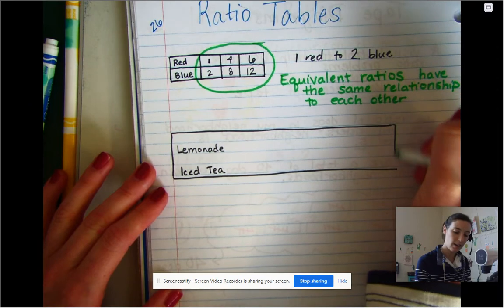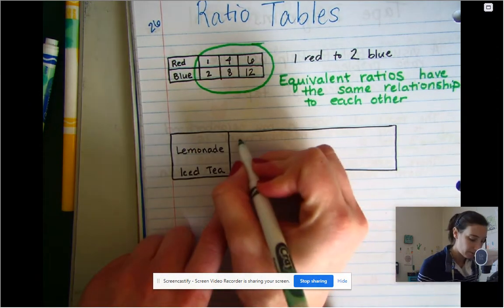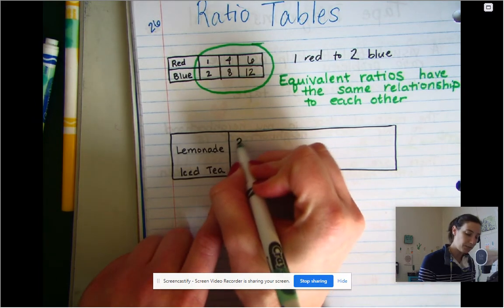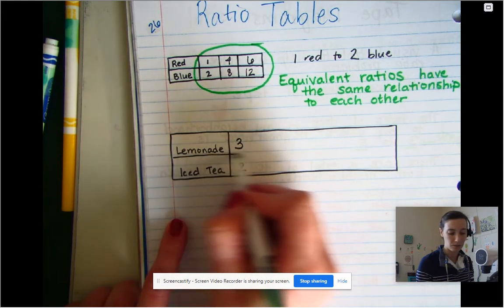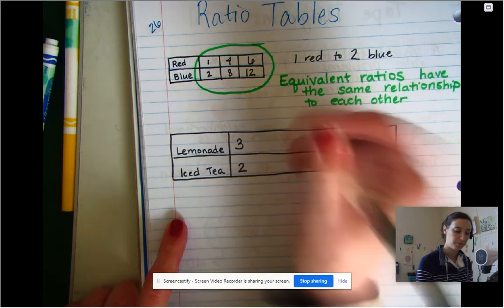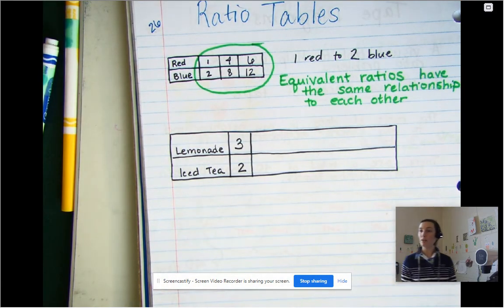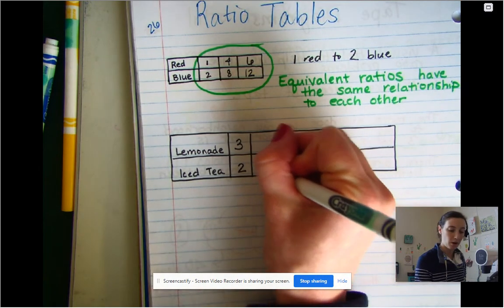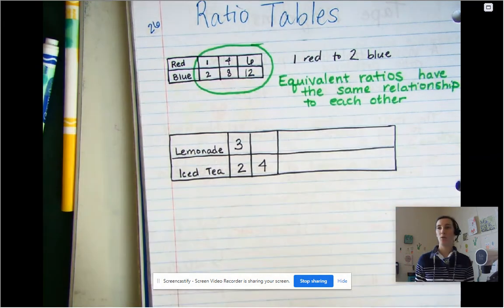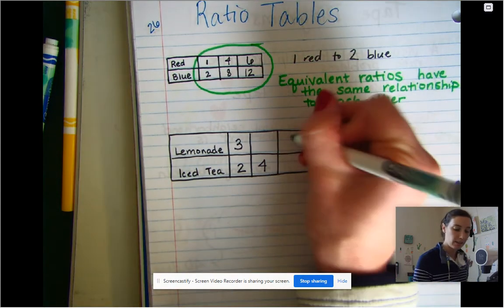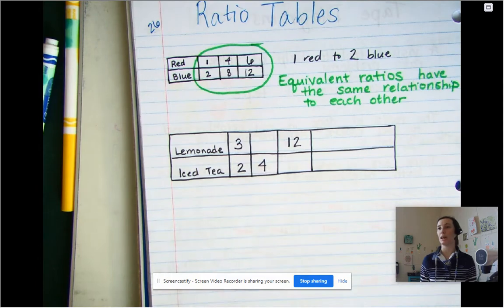Okay, and the underlying ratio is 3 cups of lemonade for every 2 cups of iced tea. I don't know if that's actually what it is in your book, but that's what we're going with. So now they might say, okay, well, what if I have 4 cups of iced tea? How many cups of lemonade would need to go in it? Or what if I have 12 cups of lemonade? How many cups of iced tea would that be?